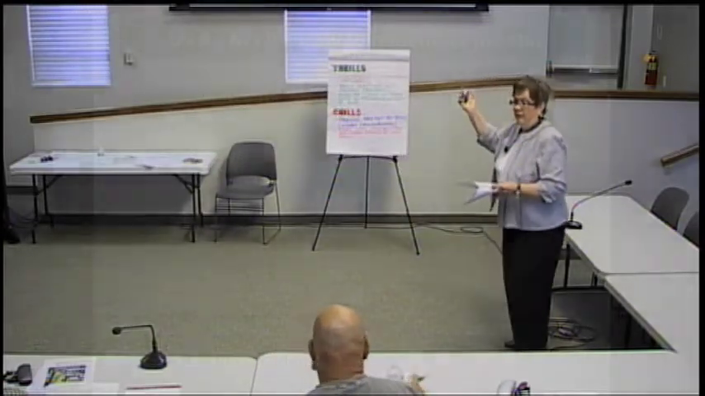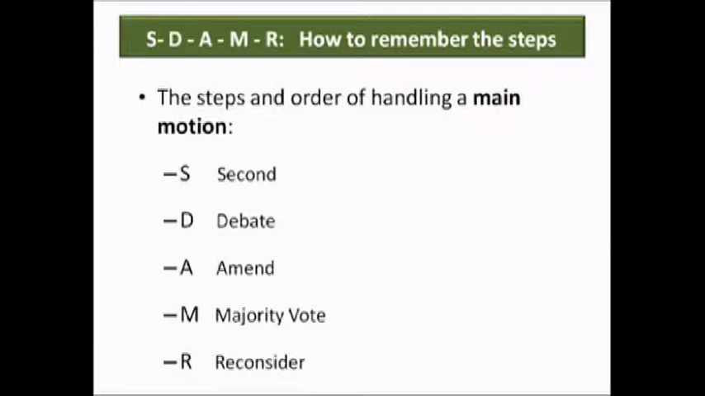Here's a little acronym. I'll give you an acronym. We love acronyms. So SDAMR. The order of handling things with your motion is second it, maybe debate it, maybe amend it, but vote on it, maybe reconsider. So you've got your two must-haves, your second and your vote. Then you've got your three other common possibilities: discussing it, amending it, reconsidering it. So if you just think SDAMR, those are the typical things you're going to see.